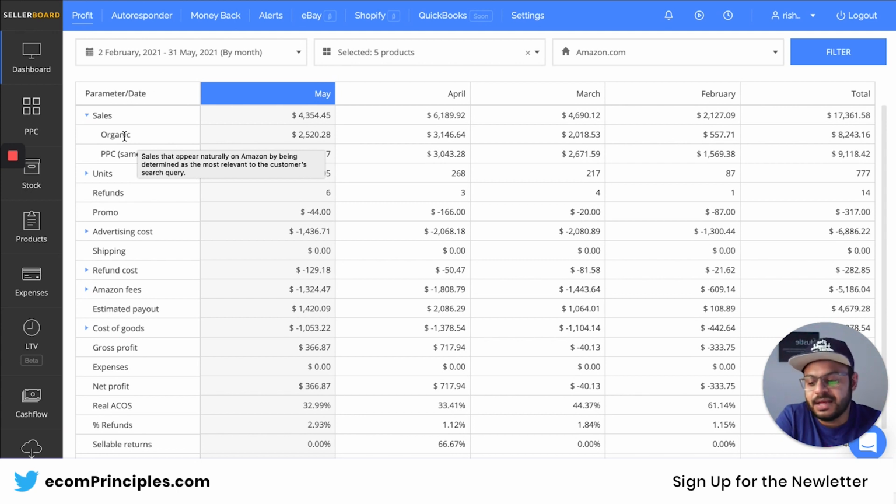So basically organic sales, that's a fancy definition to say that people discovered it and bought it and they did not click on an ad.